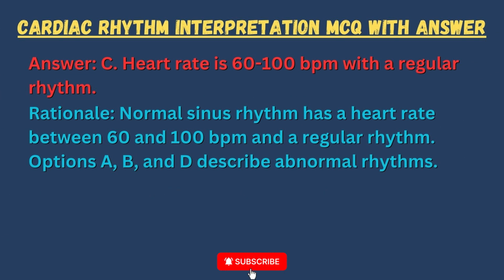Answer: C. Heart rate is 60 to 100 BPM with a regular rhythm. Rationale: normal sinus rhythm has a heart rate between 60 and 100 BPM and a regular rhythm. Options A, B, and D describe abnormal rhythms.